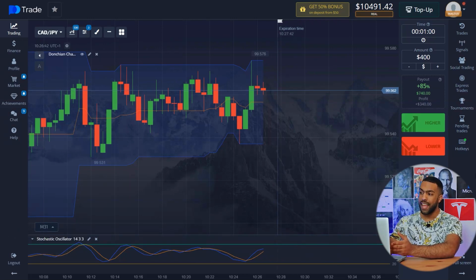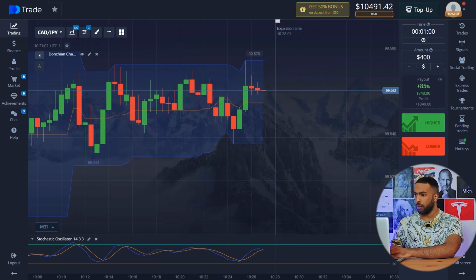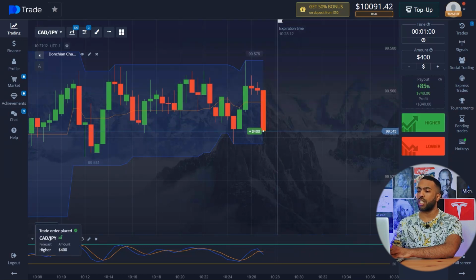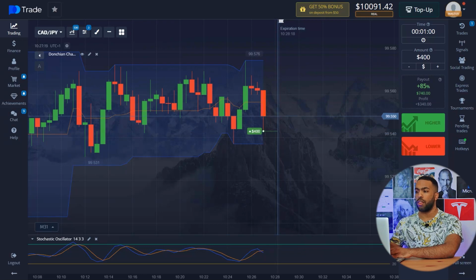An excellent result. Now let's continue to find another good entry point into our next trade. Now we're seeing some minor fluctuations, and the price right now is in the upper half of the Donchian channel, right? A new candle was formed, and now it's declining. Based on that, I'm going to make an up trade for $400, as the price will bounce up to the average line of the Donchian channel.